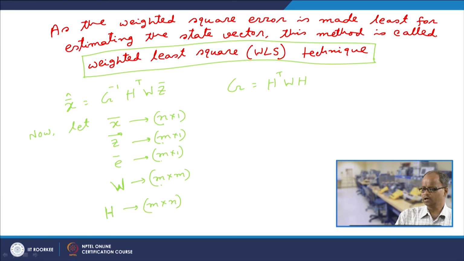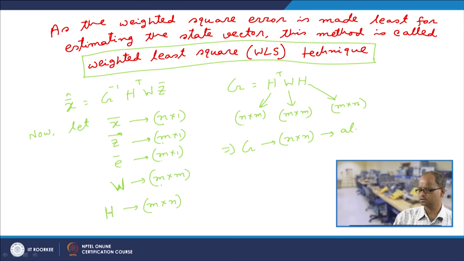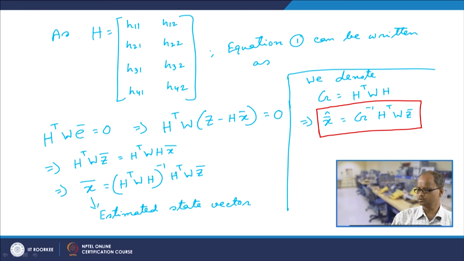That is, m rows and n columns. So, what would be G? H transpose is n cross m, W is m cross m, and H is m cross n. So, G would be n cross m, times m cross m, times m cross n. So, G would be n cross n. It would always be a square matrix. In our case, G would be 2 cross 2.